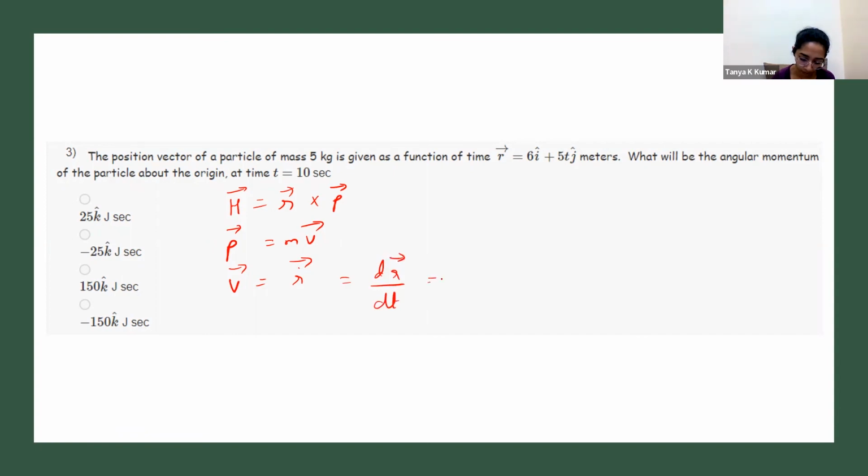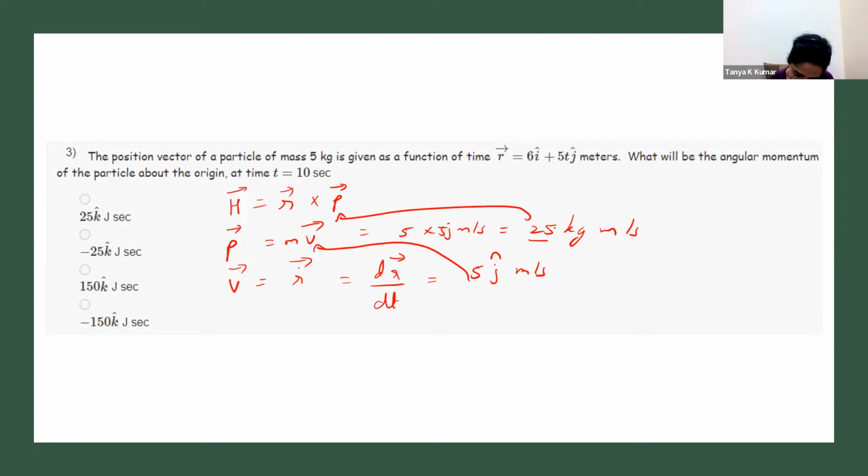So R is given to you, so that is differentiation of R with respect to time. Only the J component has a time t variable. So you have 5J meter per second. You substitute this value here. You get 5 into 5J meter per second. You have 25, it's kg meter per second. Now this value you substitute here. It's 25J, don't forget the J. So it's R cross P.